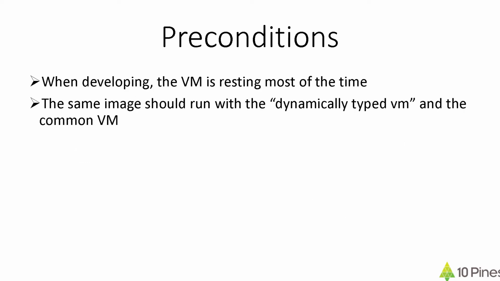That's the whole idea. Some preconditions: when I thought about this, I said the VM is laughing when we are developing. It's doing almost nothing. When we are developing, the VM is resting. So we should use that fact. And also, if we change something, the idea is that the same image should work with a VM that takes information to get the types, or a VM that doesn't. The same image should run on any VM.